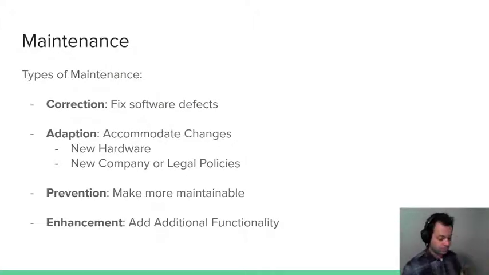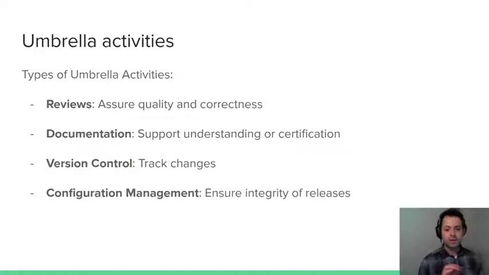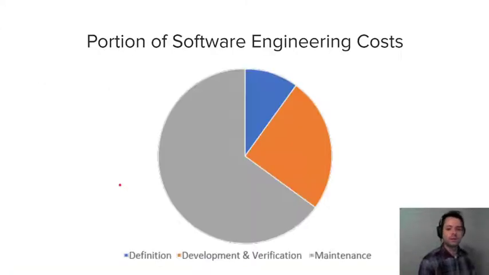And we have maintenance. So how do we find problems? How do we get user input? How do we fix them? How does that reflect back up into our other processes? So how do we manage all this? And these umbrella activities that I kind of glossed over, these are things like your documentation, your version control systems, configuration management, all of these fun aspects here.